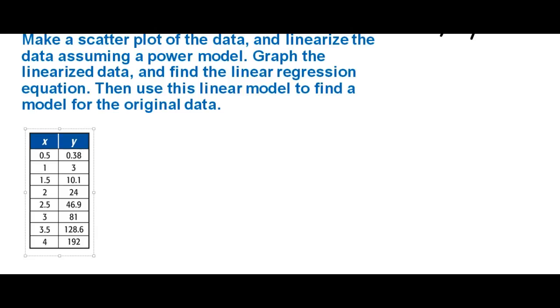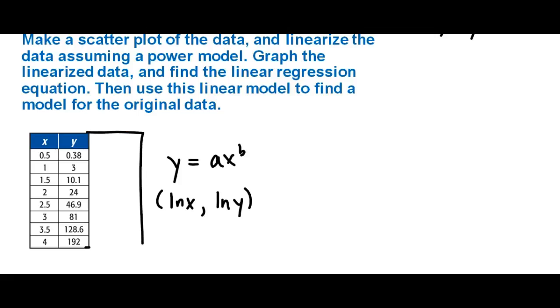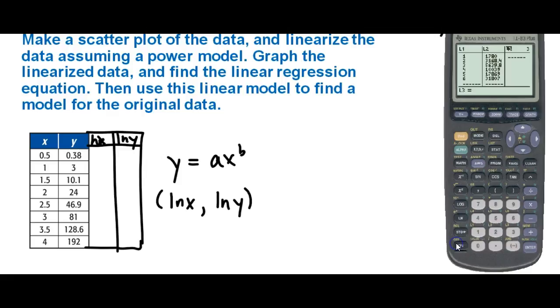So we have this data here, and we're told to assume it's a power model, so something like a times x to the b. And if you remember from above, the best way to linearize that would be using ln of x and ln of y. So essentially in our calculator, we're going to take the ln of each x value and put it in another list, and take the ln of each y value and put it in a separate list. But thankfully, our calculator does that for us mostly. So let's first put this data into our list here.